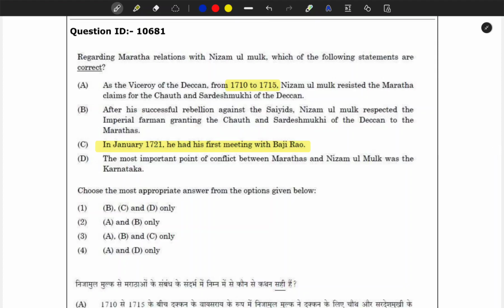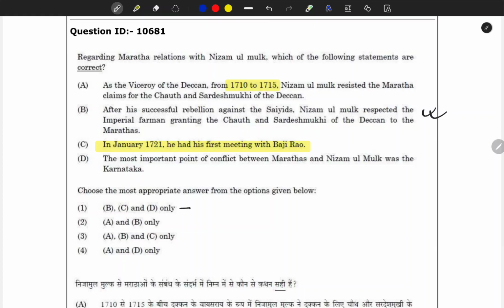So here, if I eliminate A, I will be left with option 1, and if I eliminate C, then I will be left with 50-50, between second and fourth. So here again, to get to the answer, I will be reading the other two statements. After his successful rebellion against the Sayyids, Nizam al-Mulk respected the imperial firman granting the Chauth and Sardeshmukhi of the Deccan. This statement is true if you have read about the Maratha invasion of the Deccan. So if you know about those things, this statement is correct.